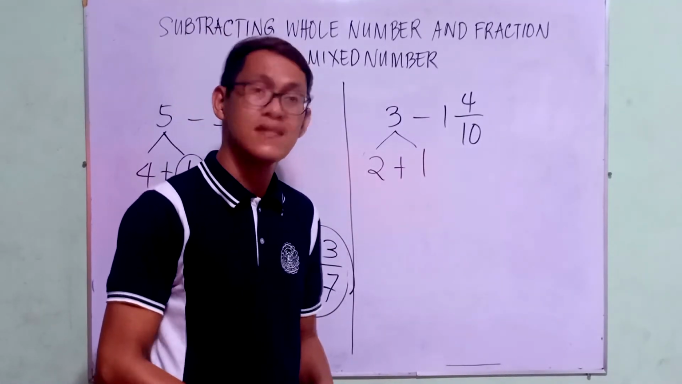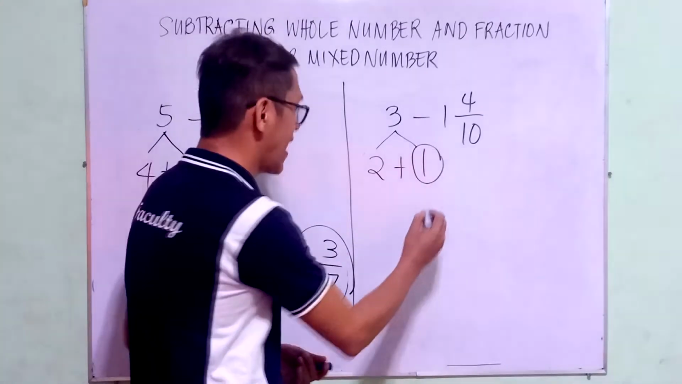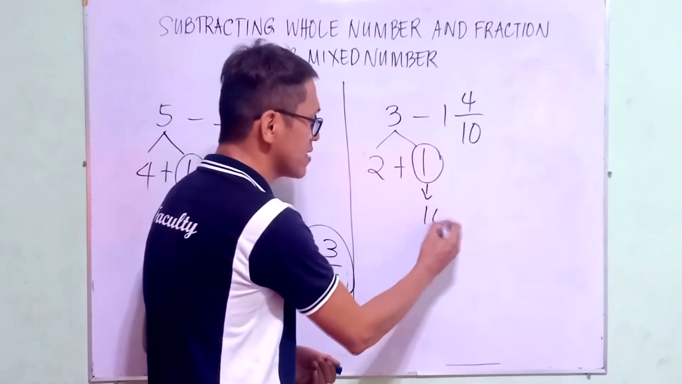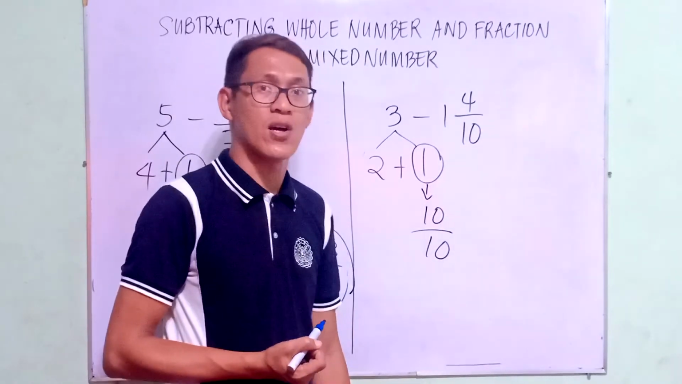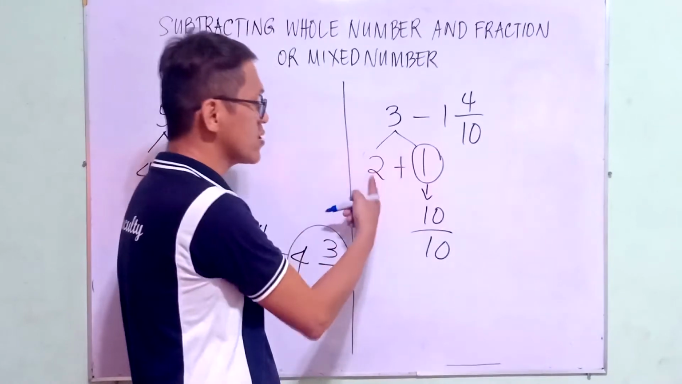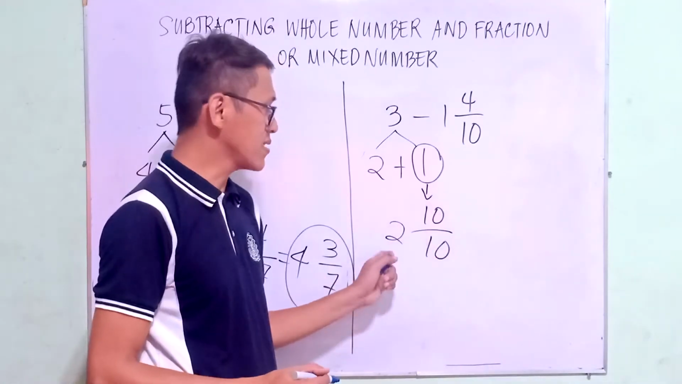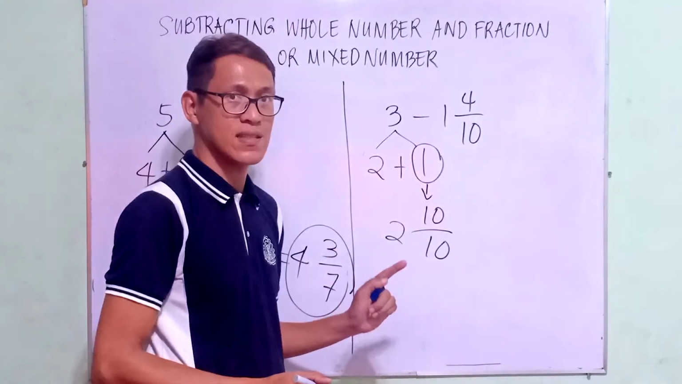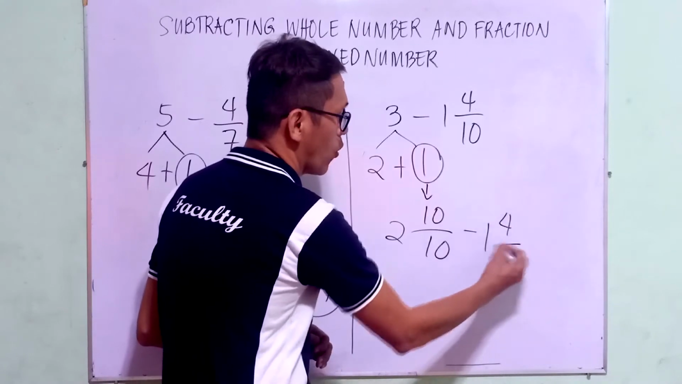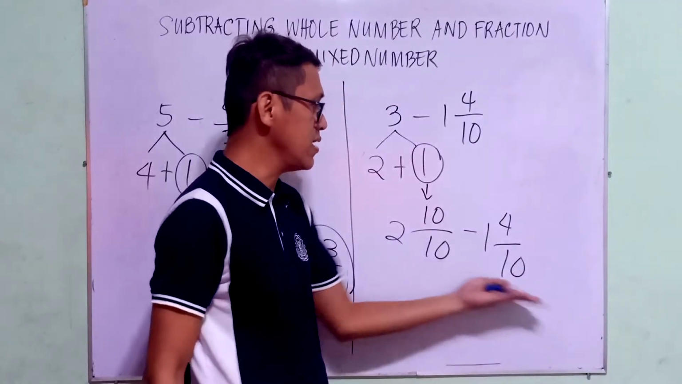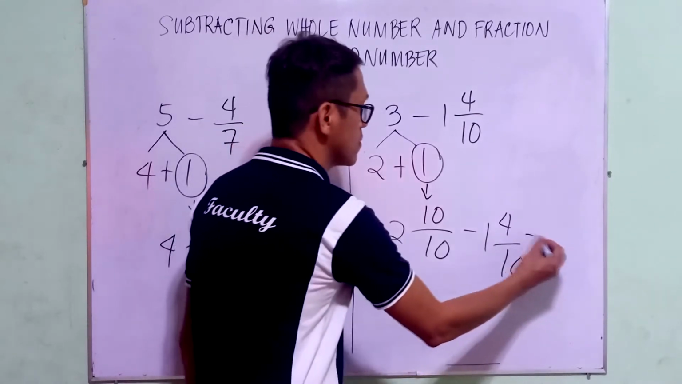So, yes, 1 must be changed to 10, so this must be changed to 10/10, so that these two fractions become similar. So 3 becomes 2 and 10/10. So this is 1 whole plus the 2, that's 3. Then we can subtract now 1 minus 1 and 4/10. As you can see, the fractions are similar. So we can subtract now.